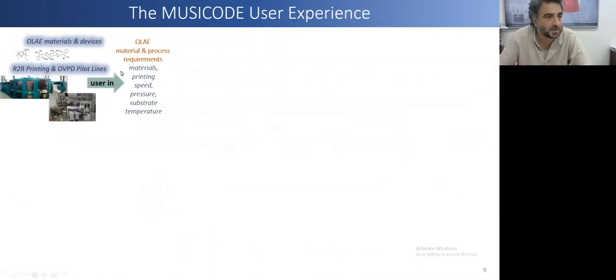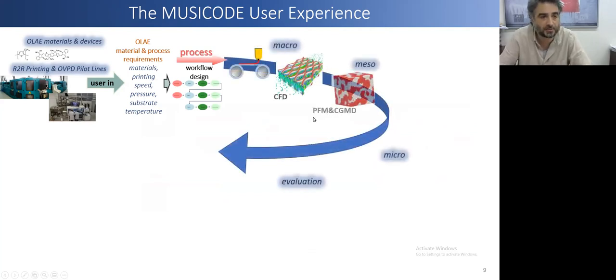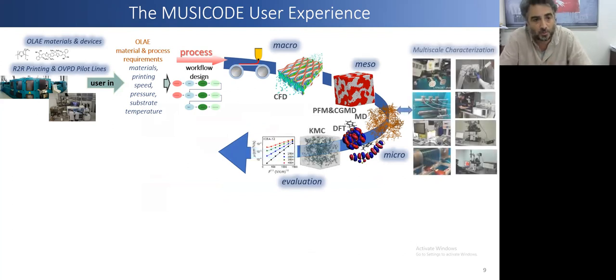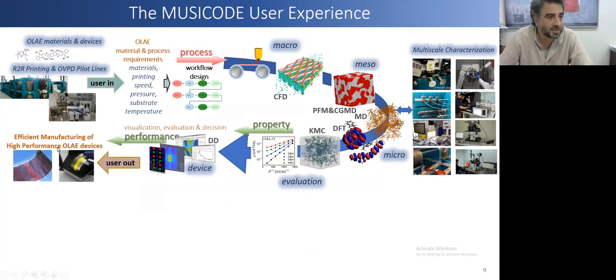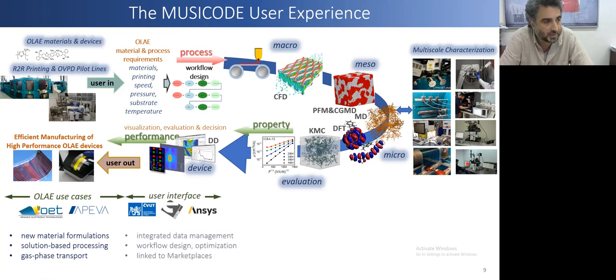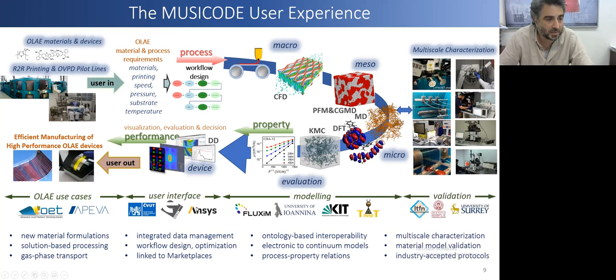A user from industry comes in, he has certain questions, he designs a workflow, the process goes into the database and into the integration framework. All the different scales are run sequentially, coming down to the final result that you want with the actual material properties, everything backed by multi-scale characterization. So everything is really validated. And then you get the result of the device, and then you end up being able to design and produce improved devices. So we have our industrial users to validate what we create, the actual user interface.